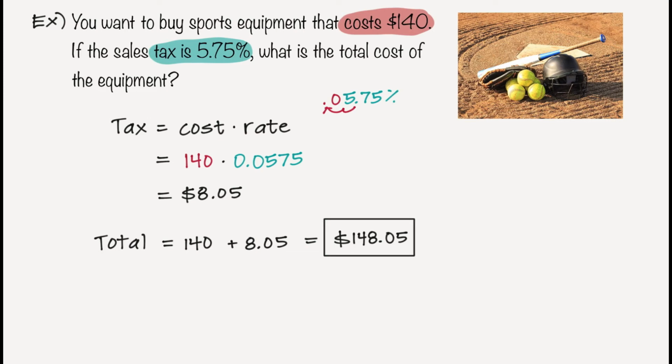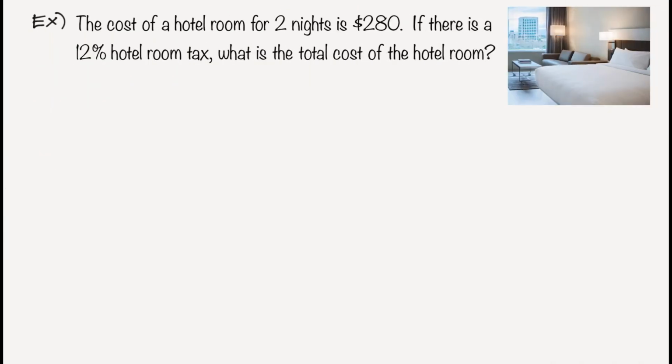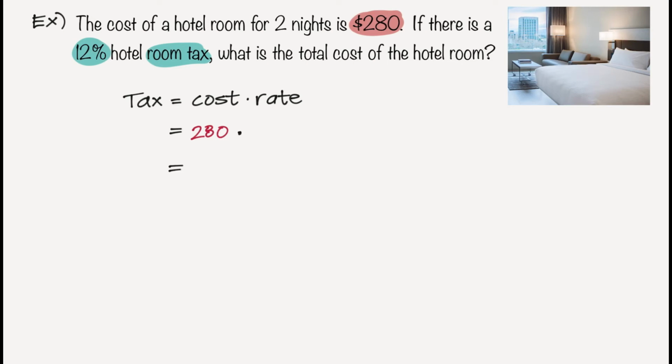Let's do another example. This time it says the cost of a hotel room for 2 nights is $280 if there is a 12% hotel room tax, what is the total cost of the hotel room? So again, the tax is just by multiplying the cost times the rate. So in this example, the cost was $280 and the rate is 12%. I need to change it by moving the decimal backwards twice. So that's 0.12.